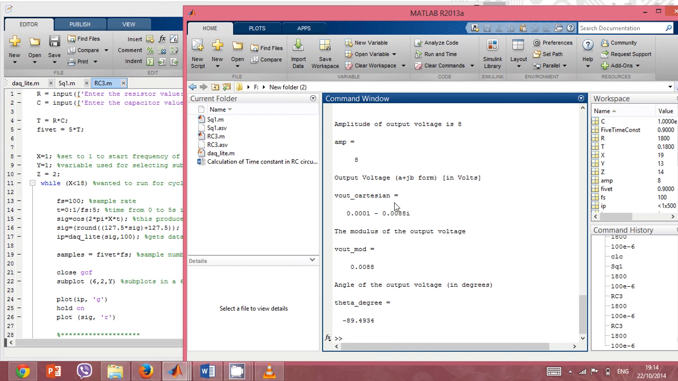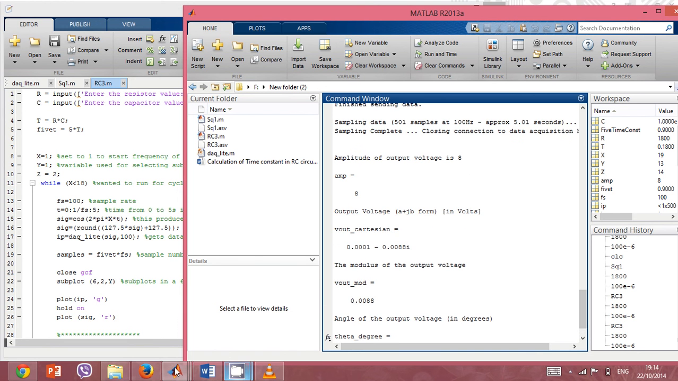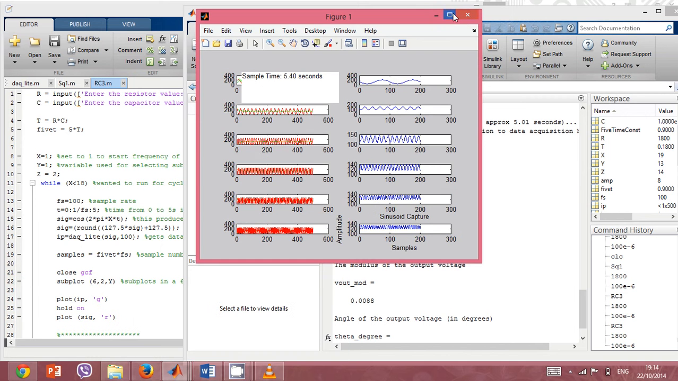Okay, so this is now completed, and here you can see the calculations made for the equivalent voltage in Cartesian, the modulus, and theta in degrees. And we will go to our plots.